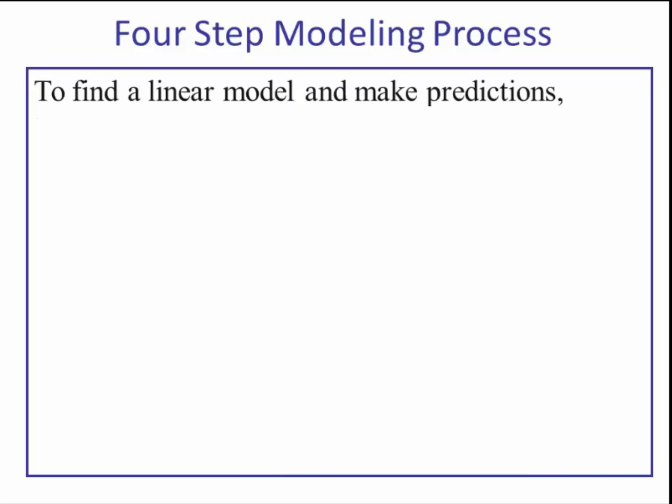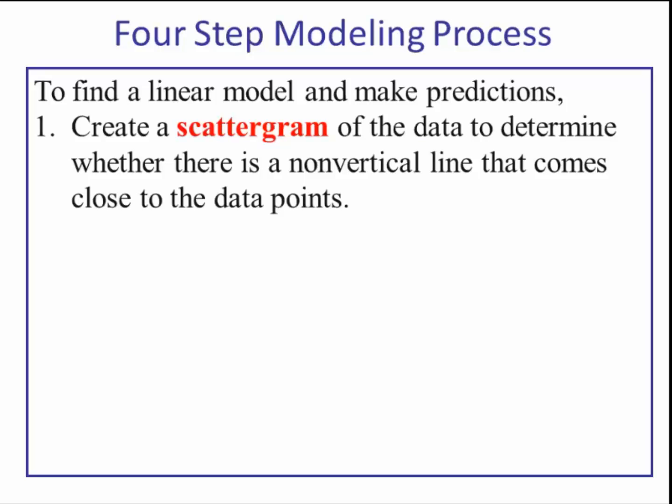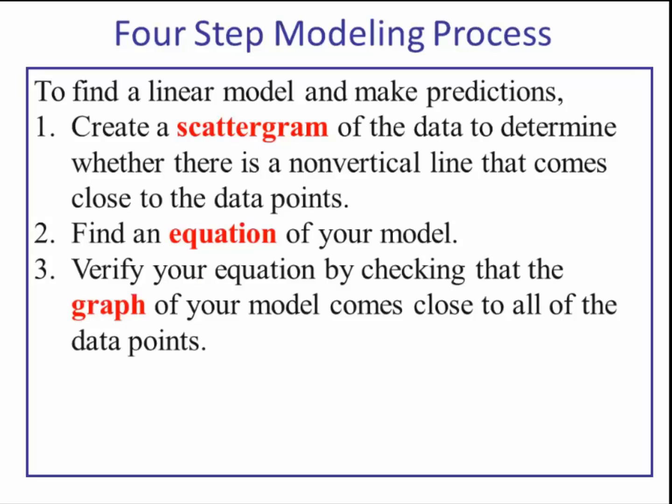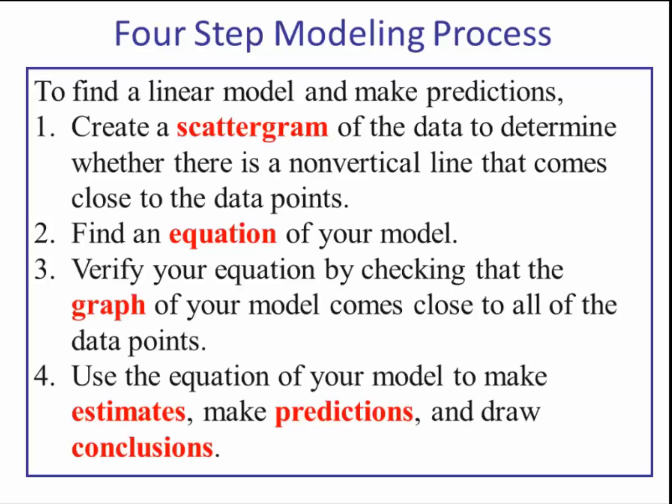The four-step modeling process to find a linear model and make predictions. Number 1, create a scattergram of the data to determine whether there is a non-vertical line that comes close to the data points. Number 2, find an equation of your model. Number 3, verify your equation by checking that the graph of your model comes close to all the data points. Number 4, use the equation of your model to make estimates, make predictions, and draw conclusions.